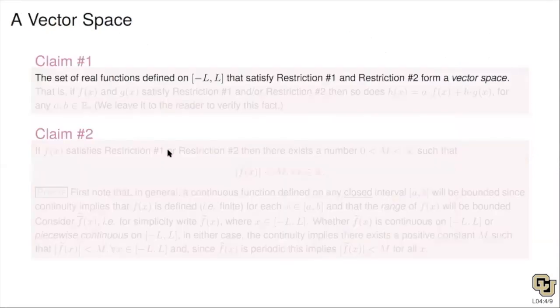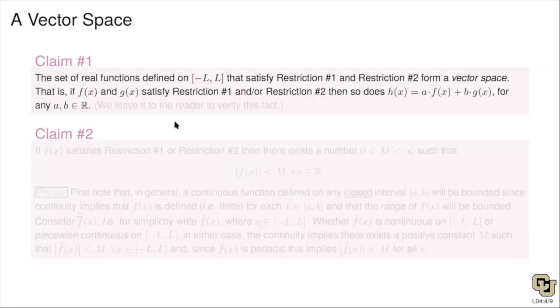Okay. So here, I won't do the whole proof. It's pretty quick actually, and it just uses integration by parts, but let me do this first half here. So the first thing is that functions that satisfy restriction number 1 and restriction number 2 form a vector space.